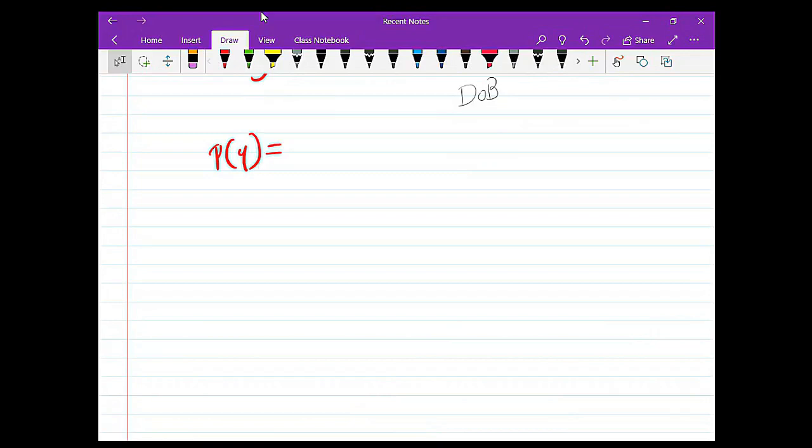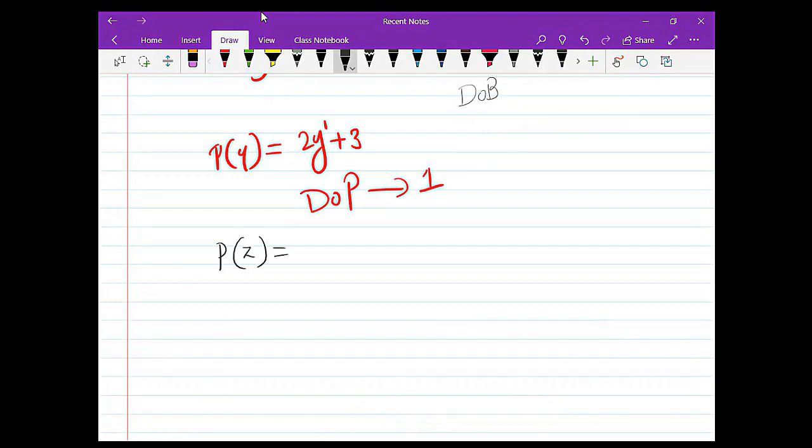make it a matter. Okay, see, p of y means the polynomial is in variable y, for example 2y plus 3. Then what about the degree of the polynomial here? Degree of the polynomial is 1 because the highest power of the variable in this polynomial is 1. Okay, if the polynomial is in variable z, 4z minus 5, then the degree of the polynomial here is again 1, because the highest power is 1.